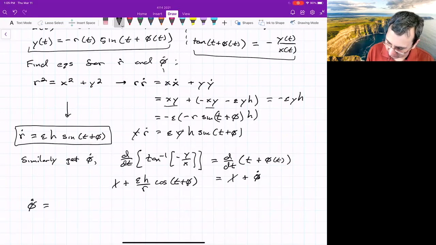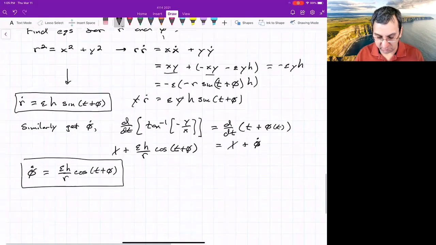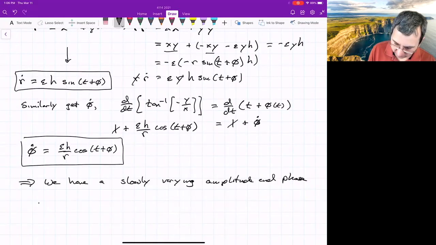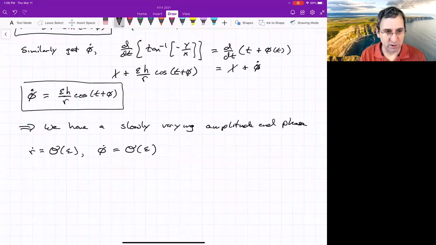So we get phi dot is epsilon times h over r cosine(t plus phi). Good. We've got what we expected. We would get differential equations for a slowly varying amplitude and phase. We've got r dot and phi dot are both of order epsilon, which doesn't mean we'll set them equal to 0, but that's what we've got. And so that's good. We're on our way.